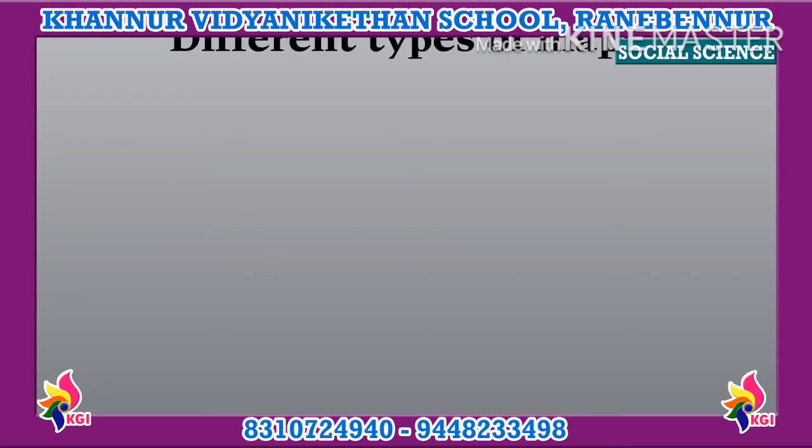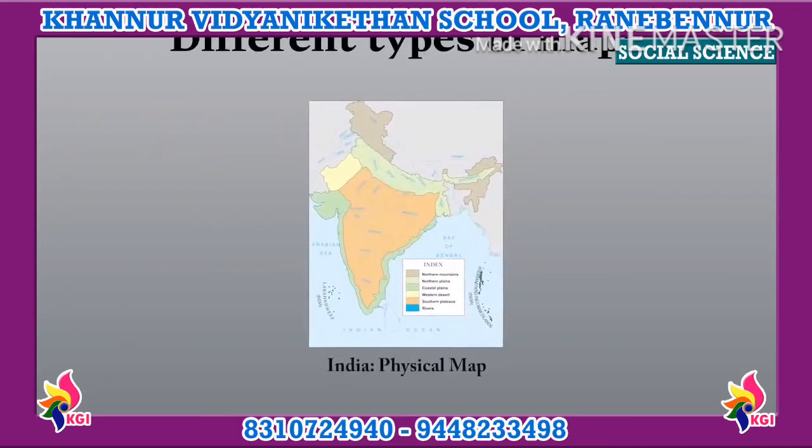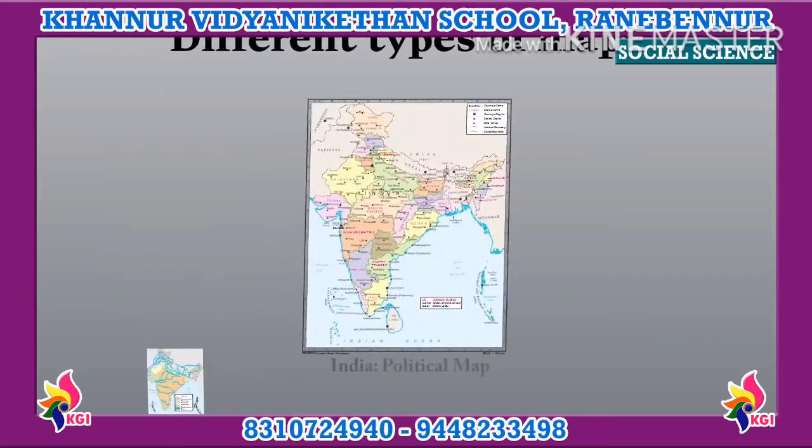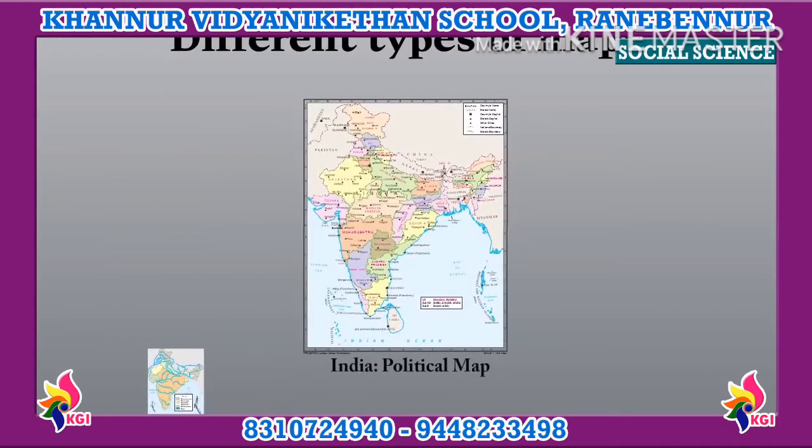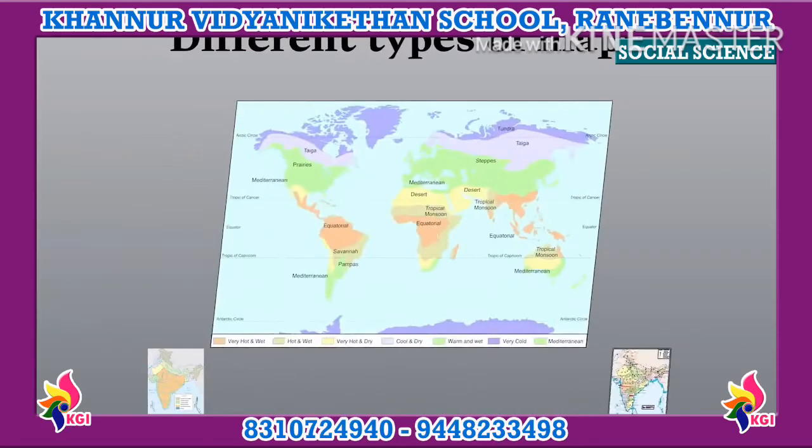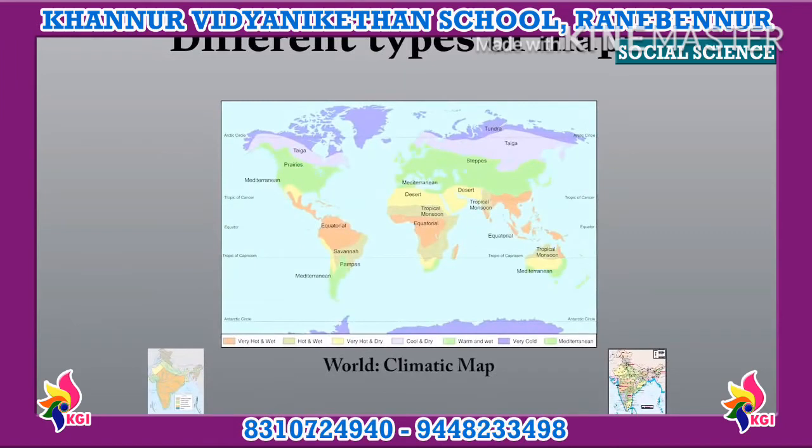There are different types of maps. So as you know, there are different types of maps. The first one is the physical map. A physical map shows the physical features of a place such as mountains, plateaus, plains and rivers. The next one is the political map. A political map shows the countries, cities and towns.